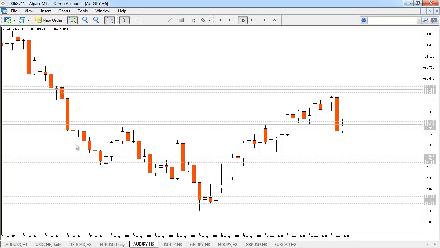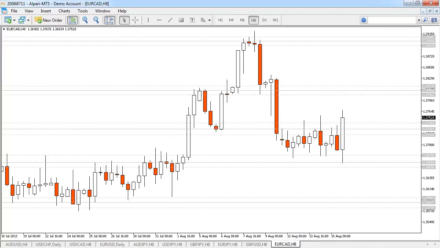I mainly monitor those four pairs. But if someone were to share a trade in the advanced course forum on Euro CAD, for example, I would definitely take it, because if I have the chart open and it looks like a great setup, why not take it? Anyway.